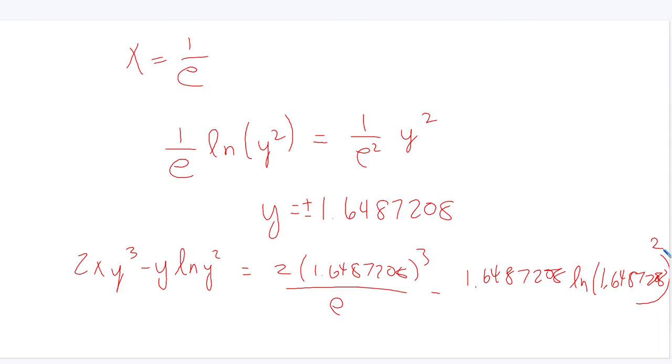I'm not going to punch that into the calculator, but if you punch that in your calculator, or with the negatives, you'll find out that that does not equal 0, and therefore x equals 1 over e is also a vertical tangent line. So we get two different vertical tangent lines. If you want to test that out, go ahead, but it's not 0.